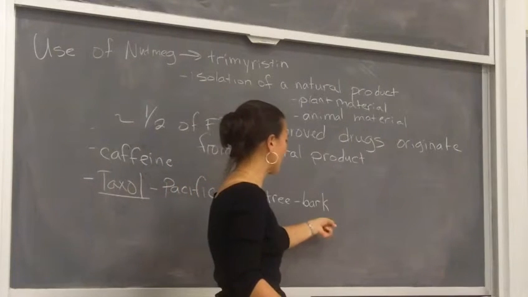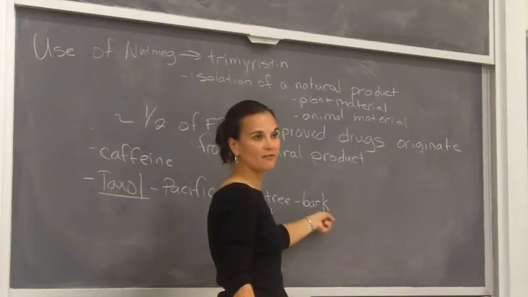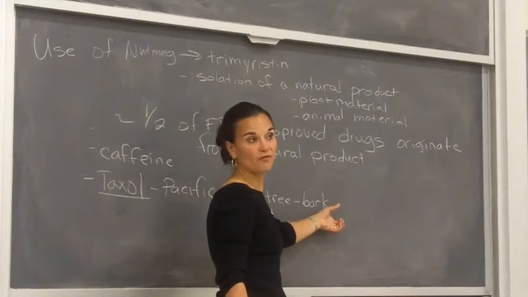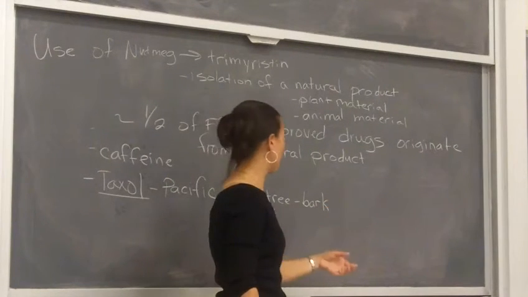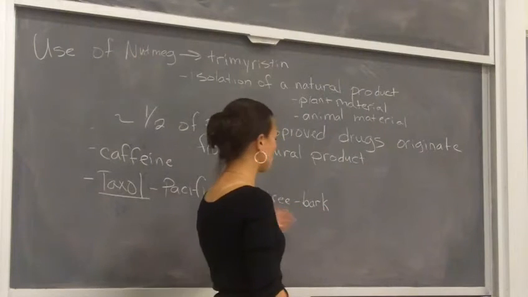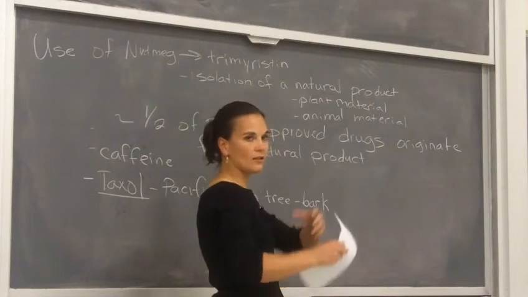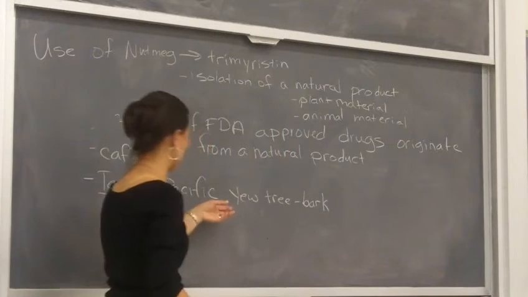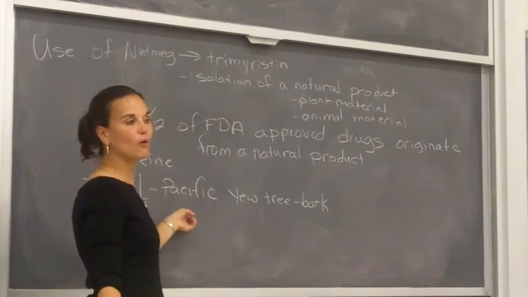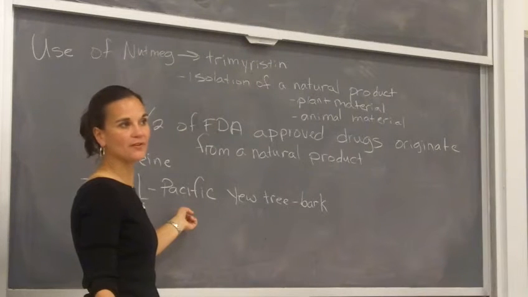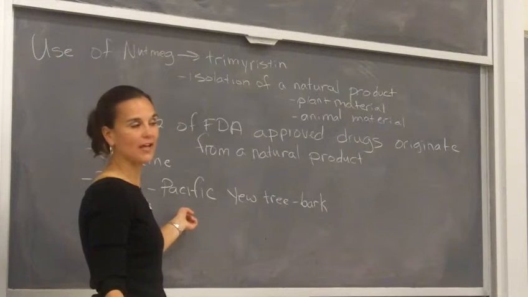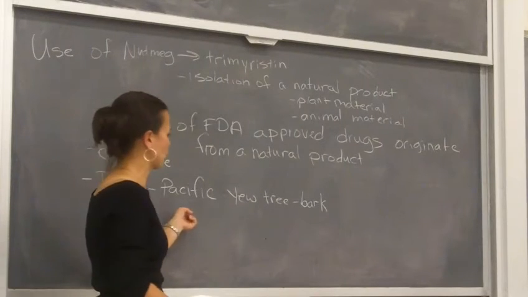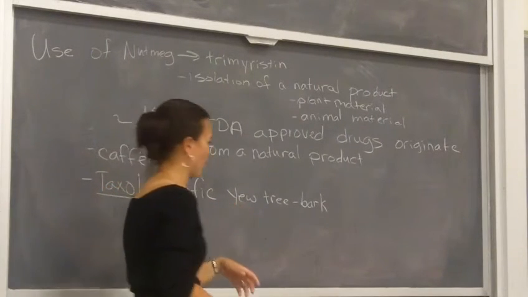So that's not really a sustainable method for getting something that is such an important pharmaceutical agent, okay? The other thing is Pacific yew trees are not all over the United States. They're only in one region of the U.S. along the Pacific coast, and they grow really slowly. So you can't just go plant yourself a farm of Pacific yew trees and be able to extract all the Taxol you need, okay?